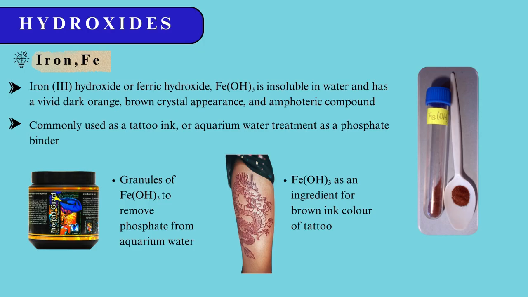And the last one is ferrum hydroxide, or iron hydroxide. It is insoluble in water and commonly appears as a dark orange-brown precipitate. It is also an amphoteric compound, basically used for removal of phosphate in water treatments and also tattooing.